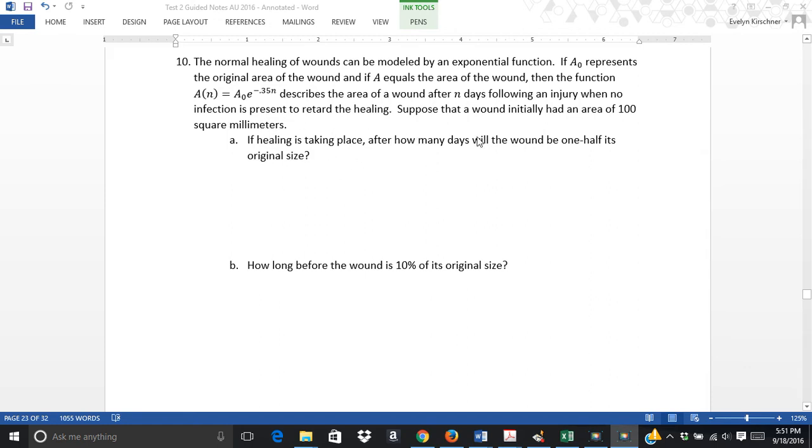healing. So what we're saying is, suppose the wound initially had an area of 100 square millimeters. So that's saying that A naught is 100. So A is going to be 100 e to the negative 0.35 n. So I want to know how many days it would be until it is 1/2 its original size. So if it's going to be 1/2, 1/2 would be 50, right? So when is 50? 100 e to the negative 0.35 n.